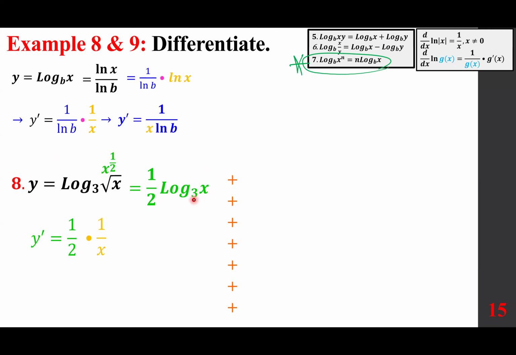And since the base is not e, 1 over ln b, 1 over ln 3 in this case. This is by the change of base formula. So the numerator, as you can see, is just 1. The denominator is 2 times x times ln 3. So y prime is 1 over 2x ln 3, and we are done.